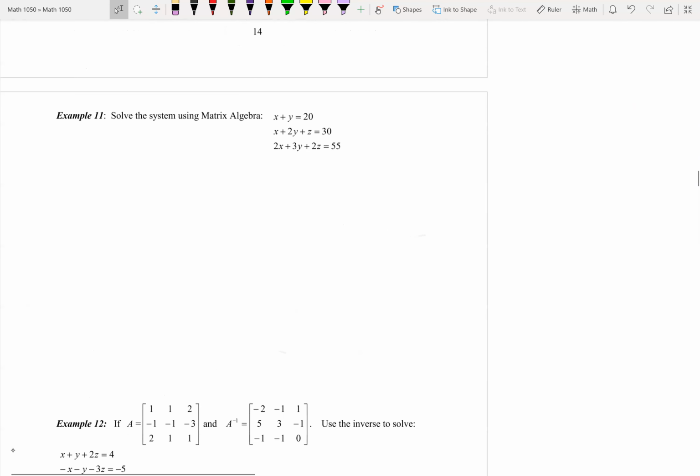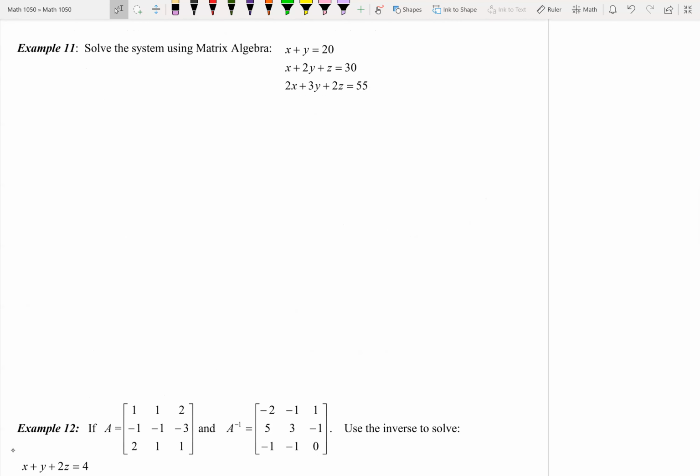Okay, 11 and 12 and we're done. Are either of those highlighted? No? Okay.